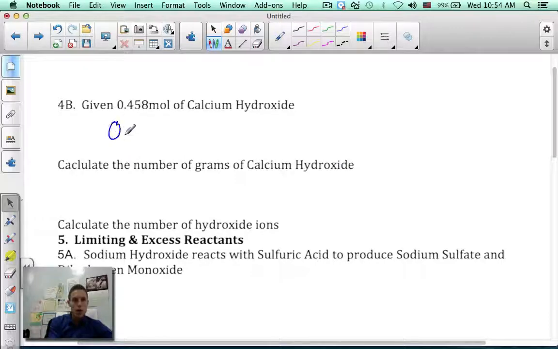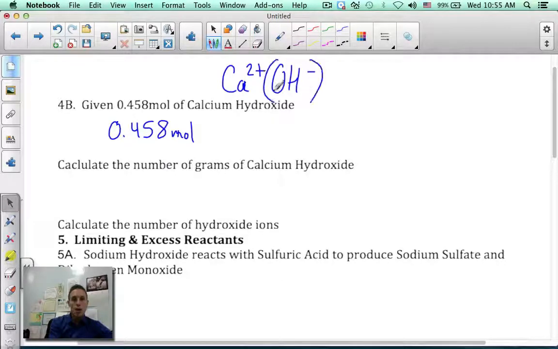So if I have 0.458 moles of, I can't write the word calcium hydroxide. I need to write the formula for calcium hydroxide. Calcium is a 2 plus ion. Hydroxide is a 1 minus ion. So I need 2 hydroxides for every 1 calcium. So I have 0.458 moles of calcium hydroxide. That's my given. I multiply that times something.